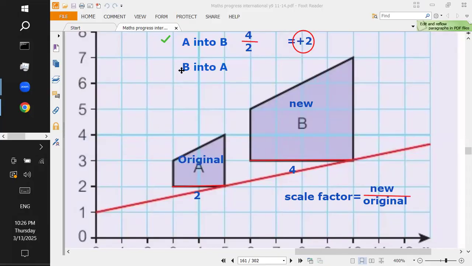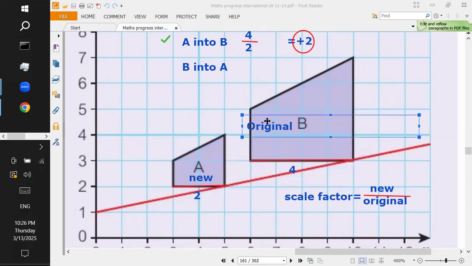Now, we're going to talk about B into A. Turning or enlarging B into A means B is the original one and A is the new one. So focus on this. We're going to use the same rule. Dividing the new over the original will give me the scale of enlargement, okay?